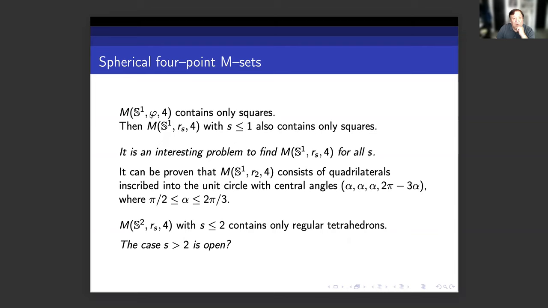For the circle, we already proved the general theorem with phi: when rho equals phi, then it contains only squares. It implies symmetry. When s is less than or equal to 1, the set M also contains only squares. It is interesting in the case when s is greater than 1. For the particular case s equals 2, we already discussed it: we have four points with distances between them alpha, alpha, 2π minus 3α, where alpha is in this interval.